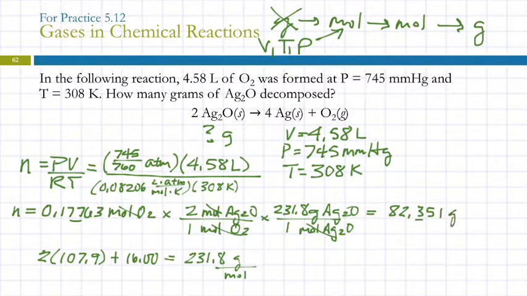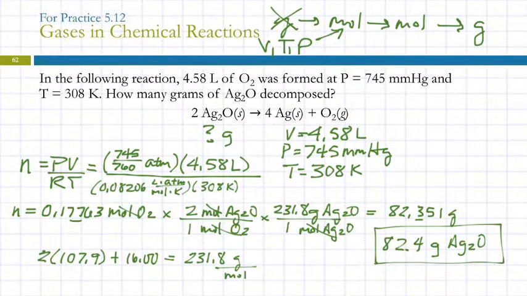82.351 grams, rounding to 82.4 grams of Ag2O. Any questions?